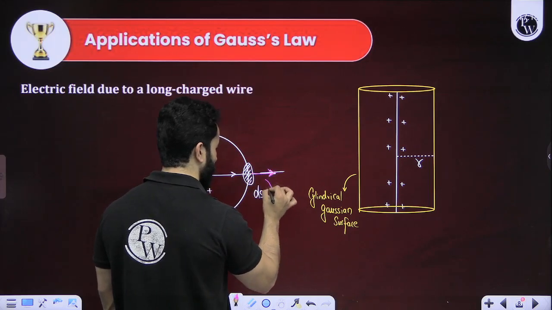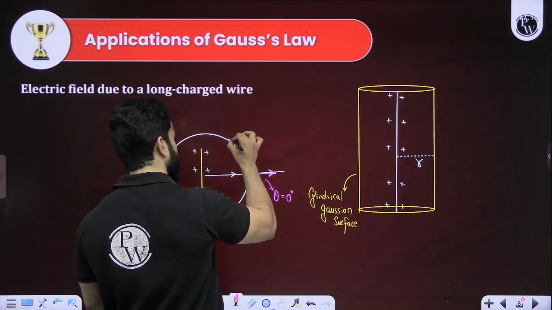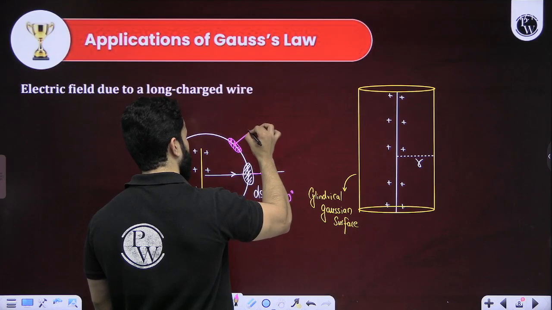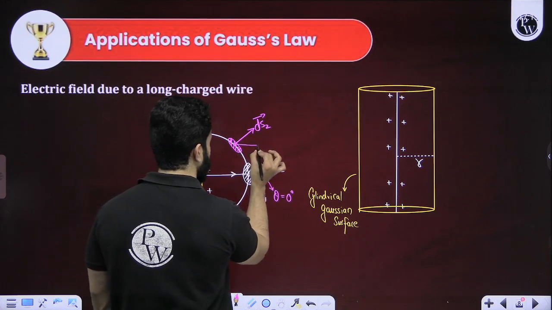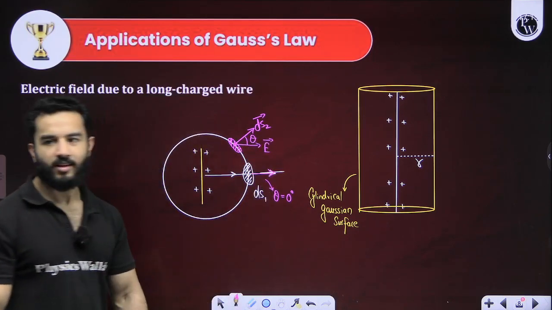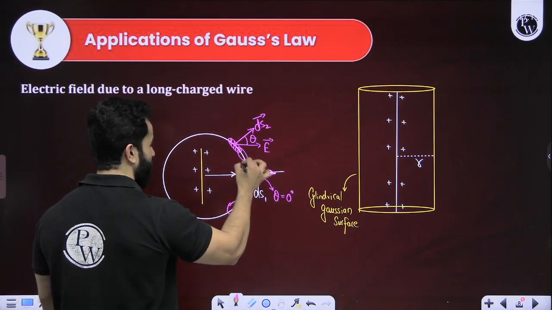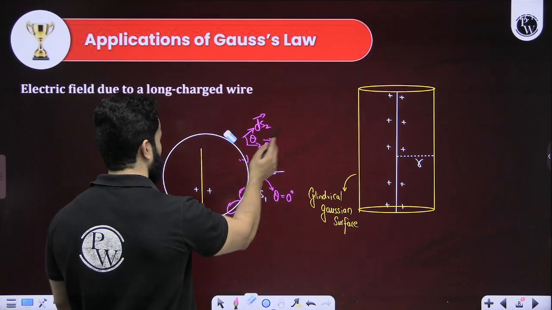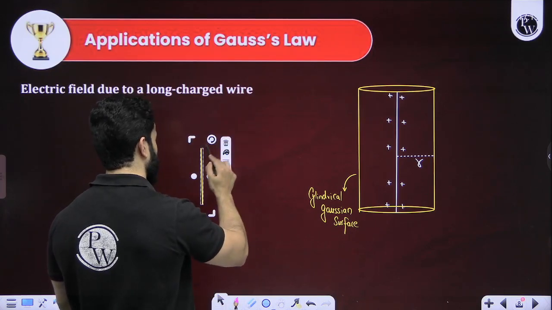At this particular point, the angle is 0 degree, no doubt about it. Let's consider another ds like this. The ds vector will be in this direction, ds2, but now the electric field is in this direction. Are you getting it? And I don't know what this angle is. So similarly, you have got different ds all over the place, with different angles. What's the problem when we consider the Gaussian surface to be a sphere?